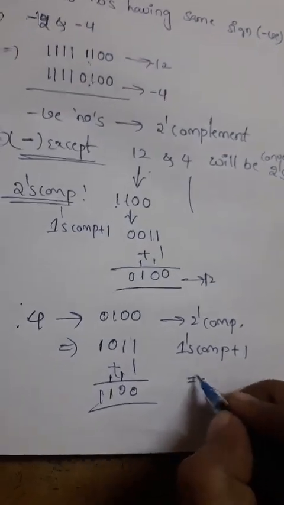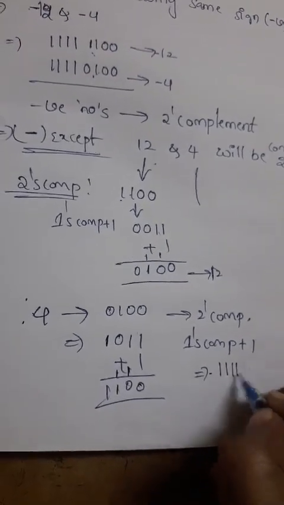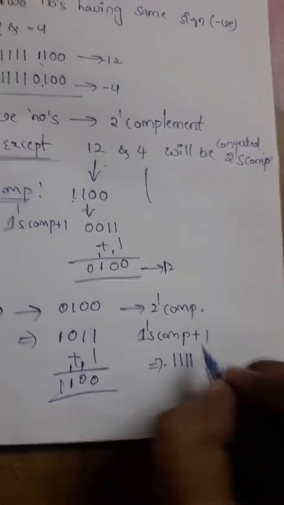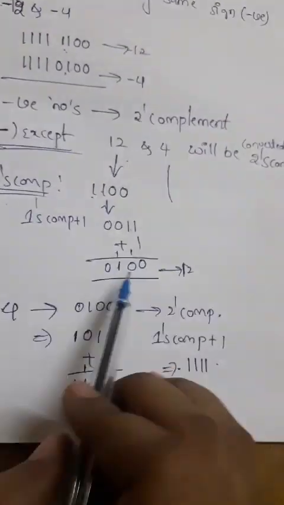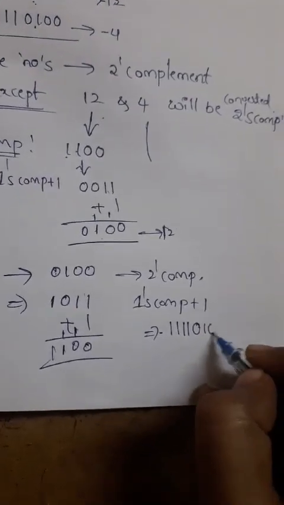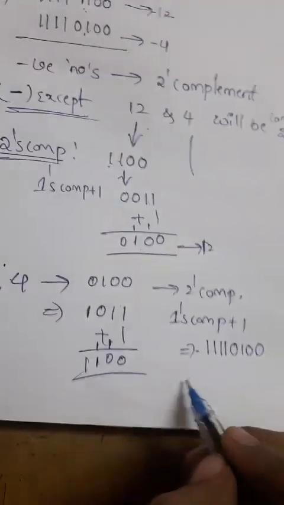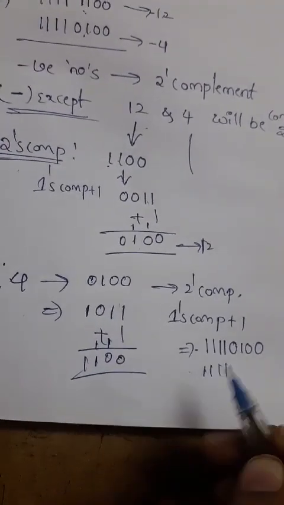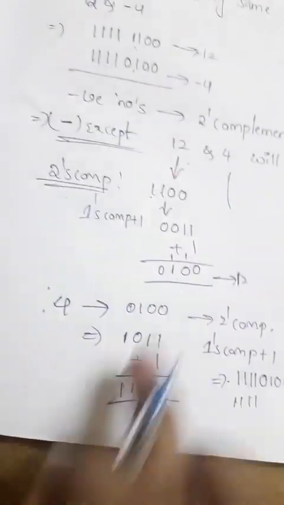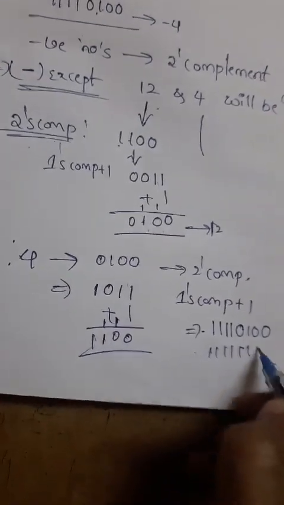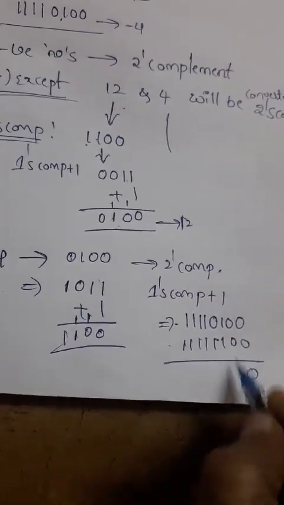After that we'll add the two numbers. So now I will add 1111 for minus, and the 2's complement number of 12, that is 0, 1, 0, 0. And next, for 4, 1, 1, 1 will be represented as minus, and the 2's complement number of 4 as 1, 1, 0, 0. So 0, 0.